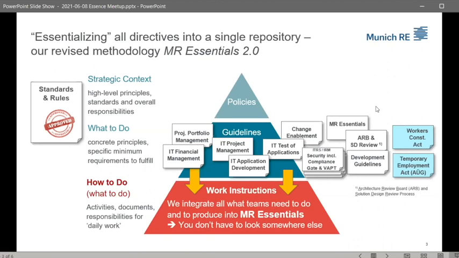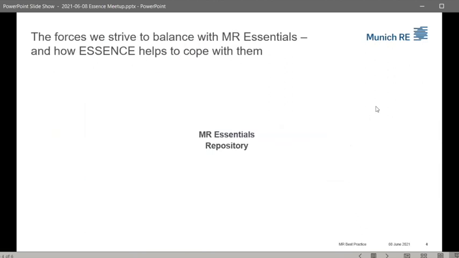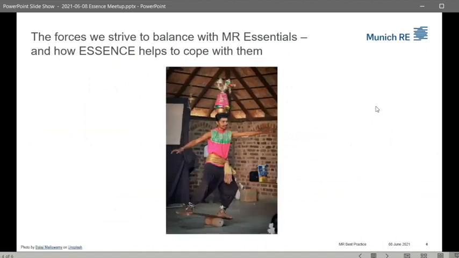Remember, application development means homegrown applications, but also something we buy on the market. So the really critical point is not having all the different slide decks and Word documents, but having one single repository for everything, the one-stop shop. And this is now the big point, the big trick where Essence comes into play. Because if you want to do this, bringing everything into one repository, you have several challenges. Let's talk about these challenges.